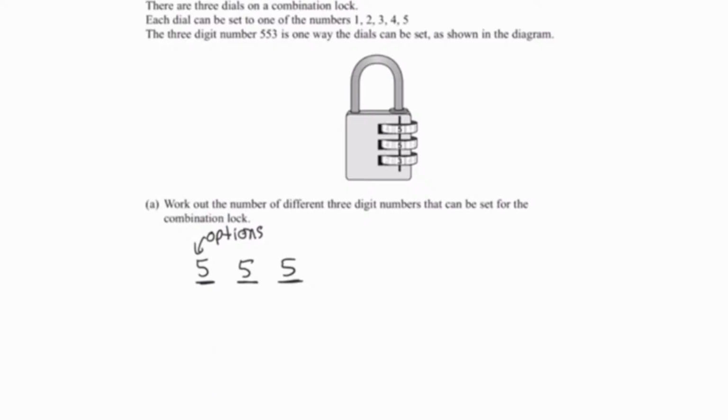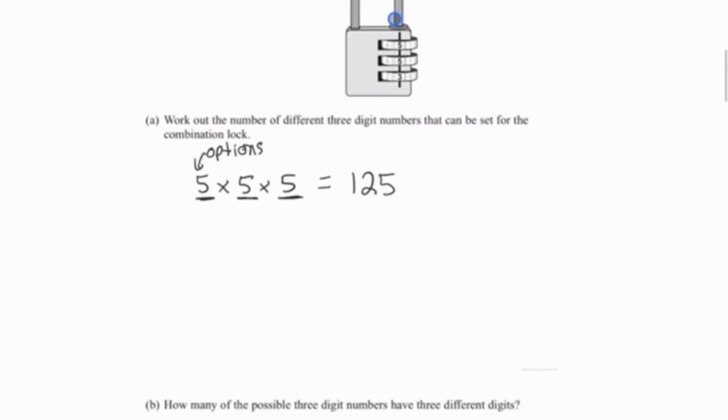So what we do to find the total number of combinations, all we need to do is just multiply these 3 numbers. So our answer is 5 times 5 times 5, which is just 5 cubed. So there are 125 different combinations that we can have. So that's part A of it.